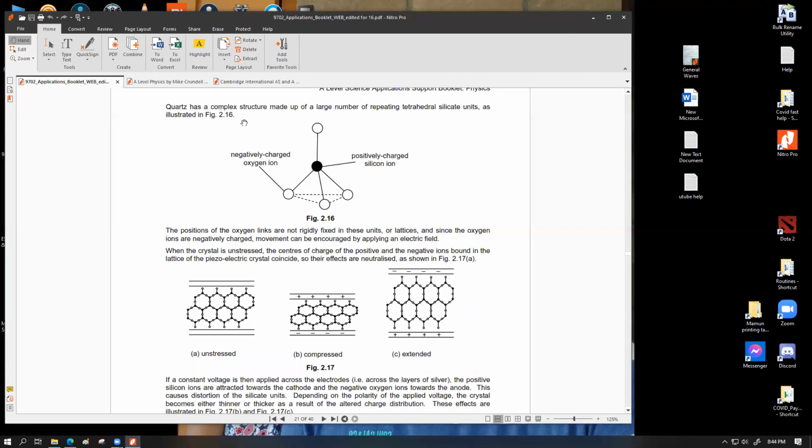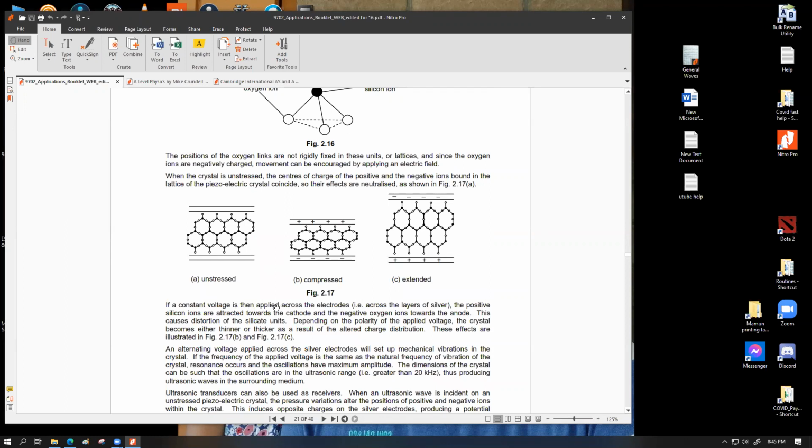as illustrated in figure 2.1. The positions of the oxygen ions are not rigidly fixed in these units or lattices, and since the oxygen ions are negatively charged, movement can be encouraged by applying an electric field. When the crystal is unstressed, the centers of charge of the positive and negative ions bound in the lattice of the piezoelectric crystal coincide, so their effects are neutralized, as shown in figure 2.17a.